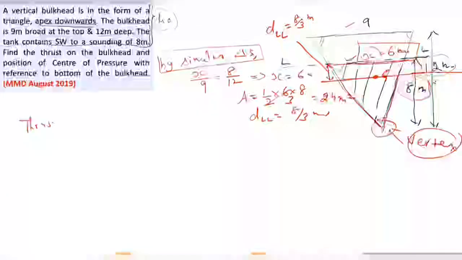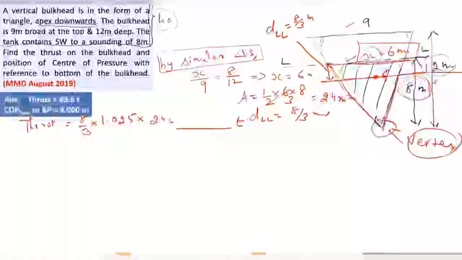So thrust will be equal to pressure at the GC, that is depth 8 by 3, times density of seawater, into area 24. So many tons is the thrust. The answer is 65.6 tons. Correct, beta? Yes or no? Correct, guys? Please satisfy yourself with the thrust first.